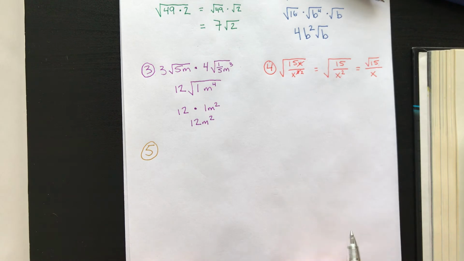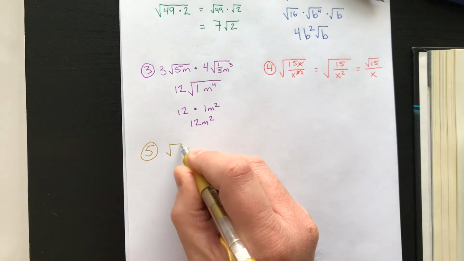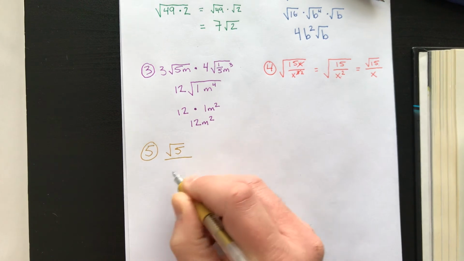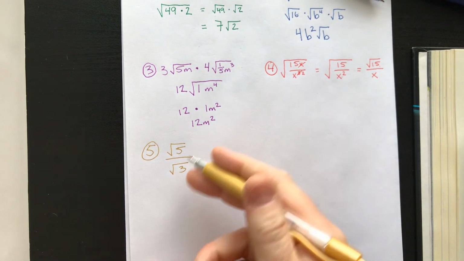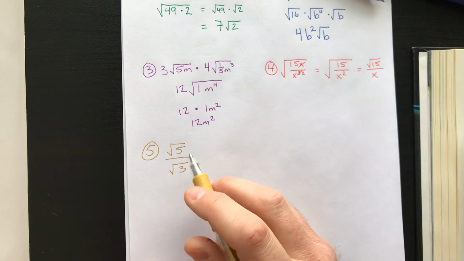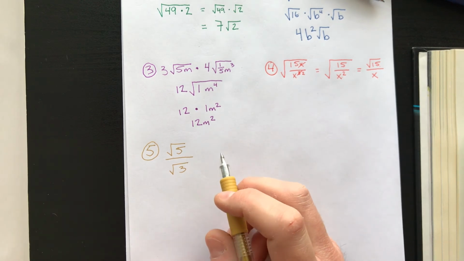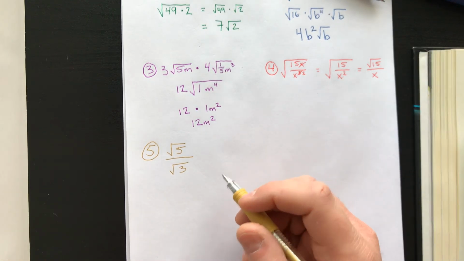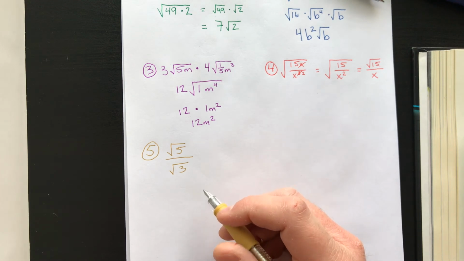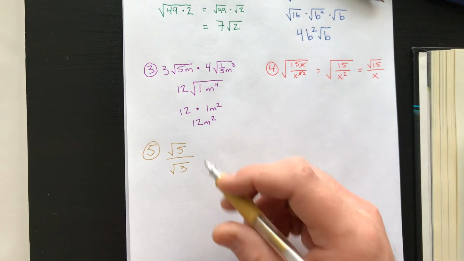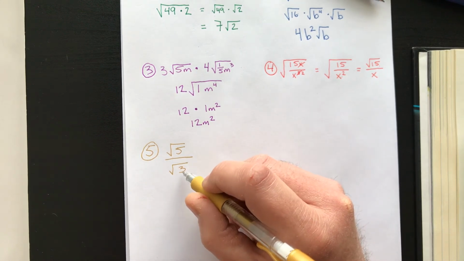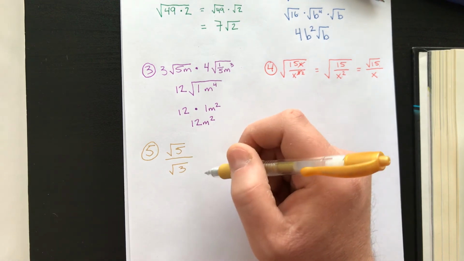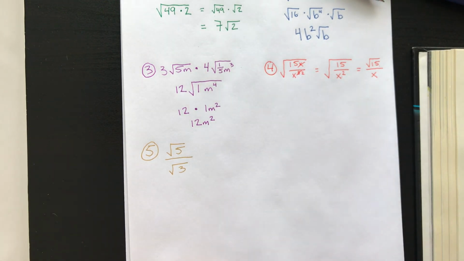Number 5. The square root of 5 all over the square root of 3. Now, you might be looking at this saying, well, I can't do anything with this. This is done. I can't find any perfect squares in either the 5 or the 3, considering they're prime numbers. The thing is, though, the rule for radicals: you cannot have a radical in the denominator.